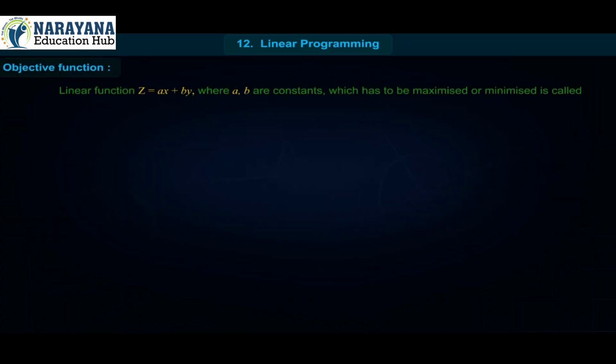Objective function: a linear function z equals ax plus by, where a and b are constants, which has to be maximized or minimized, is called a linear objective function.